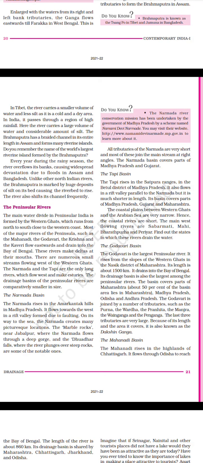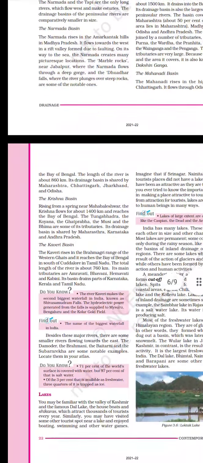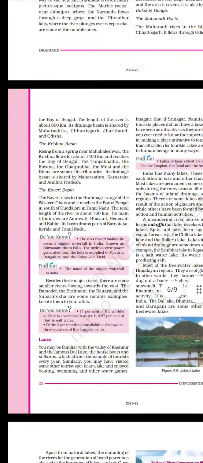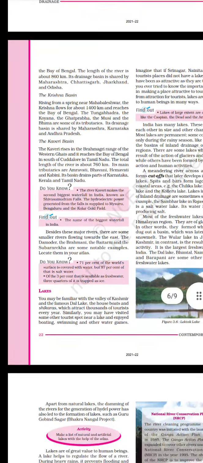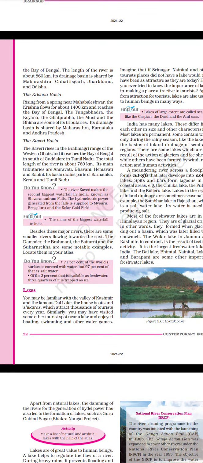The Mahanandi Basin. The Mahanandi rises in the highlands of Chhattisgarh. It flows through Odisha to reach the Bay of Bengal. The length of the river is about 860 kilometers. Its drainage basin is shared by Maharashtra, Chhattisgarh, Jharkhand, and Odisha.